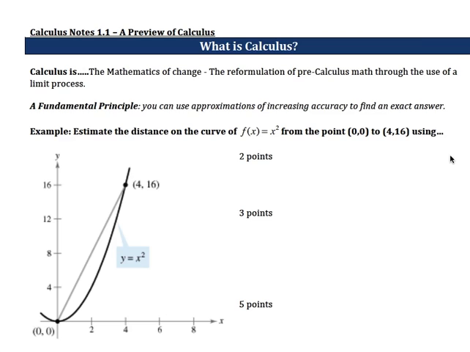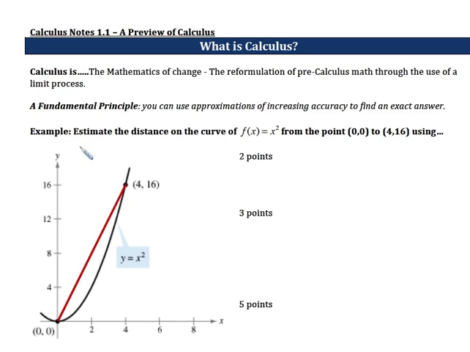Alright, so let's explore what we mean by that fundamental principle. We want to estimate the distance on the curve of f of x equals x squared from the point (0, 0) to the point (4, 16). What we're trying to do here is find the length of this curve from here to here. Now there's no formula that we know of to do that. The only distance formula we know of is for a straight line. So we can estimate the distance from here to here using that formula, and that's going to be an approximation.